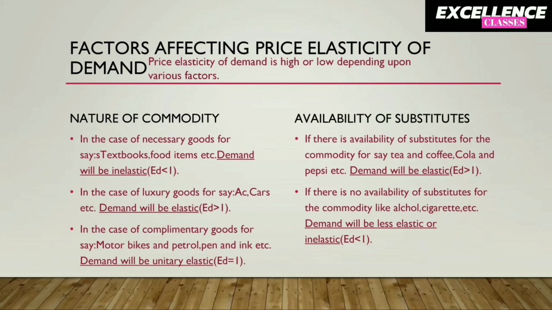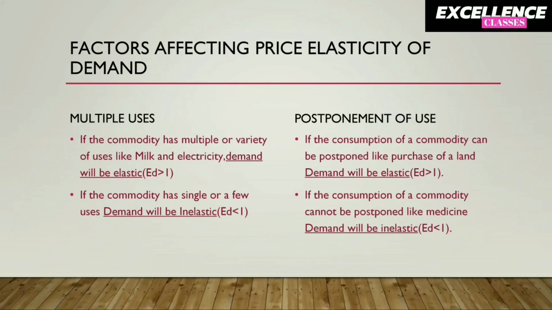Now the next factor is availability of substitutes. If there is availability of substitutes for a commodity, say tea and coffee, Pepsi and Coke, demand will be elastic because the consumer may easily shift to the alternate good due to a slight rise in price. But if there are less or no substitutes available for a commodity, say alcohol, cigarette, then demand will be inelastic. Another factor which affects price elasticity of demand is multiple uses.